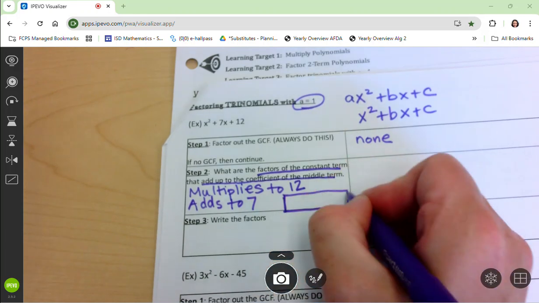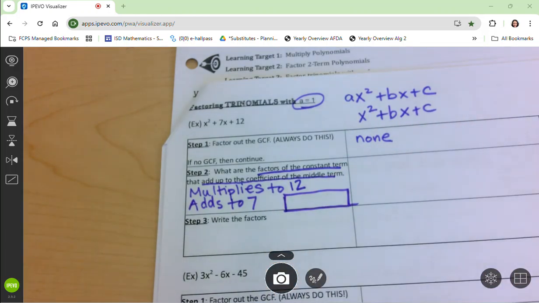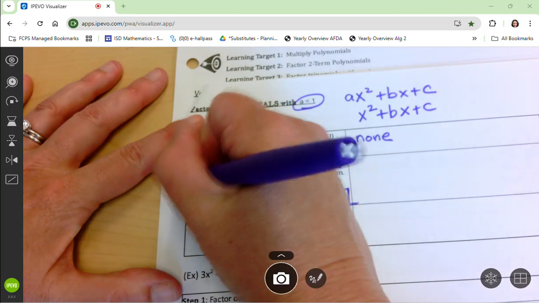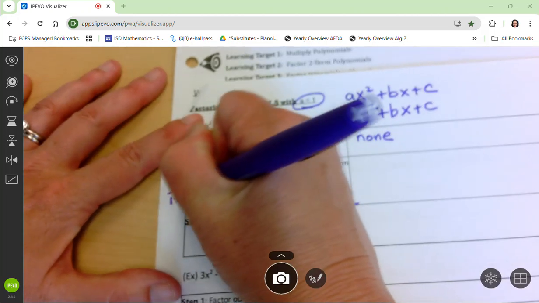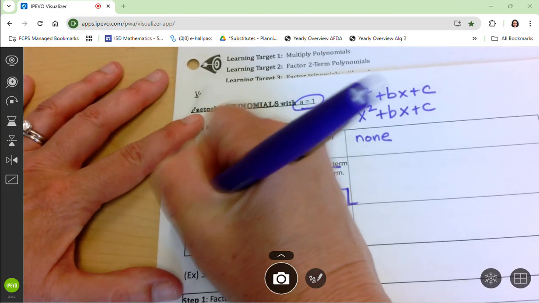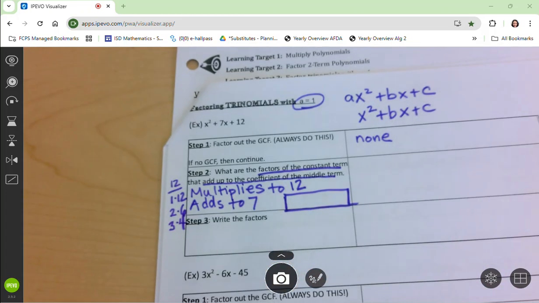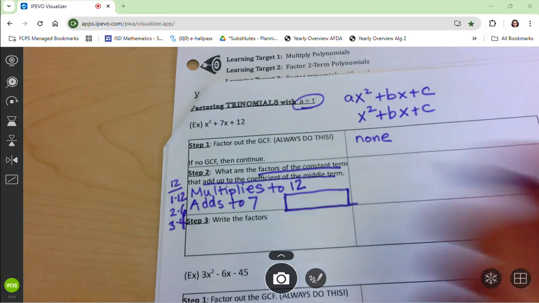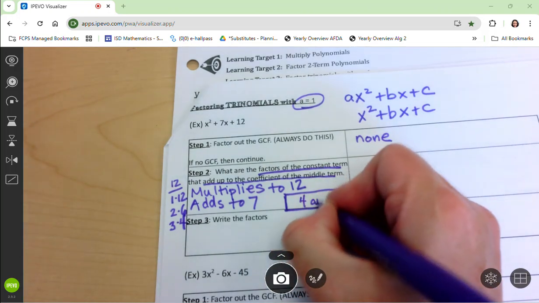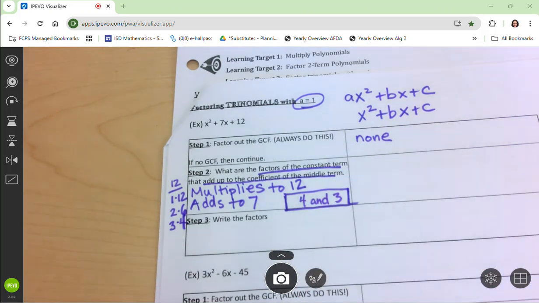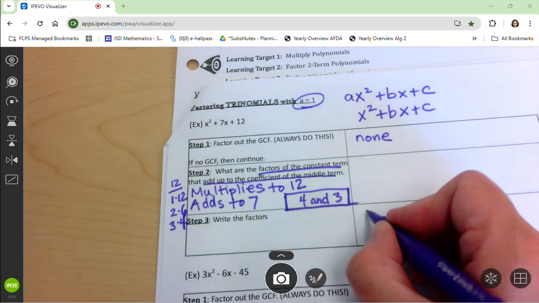Now, if you have trouble with this, here's what I do. I make a list of numbers that multiply to 12. So 12 could be 1 times 12, 2 times 6, or 3 times 4. And then I look at my list of numbers, and I say, okay, now which of those adds up to 7? 4, 3. That says 4 and 3, is he right? Yeah. 4 and 3. What if you said 3 and 4? Would you still be right? Yes. All right. Then it says to write the factors.